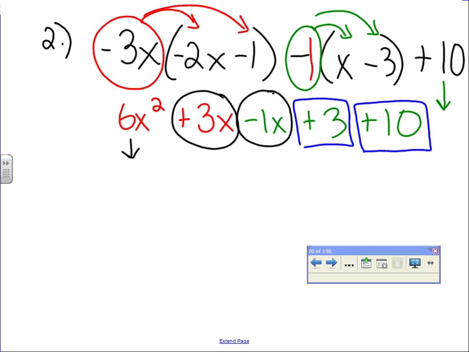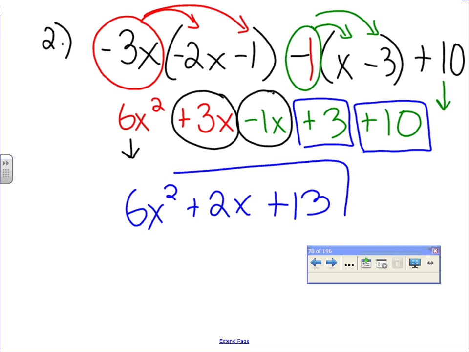All right, so let's combine like terms. Drop down the 6x squared. Annalise, what's 3x minus 1x? Alex, what's 3 plus 10? Good job. What'd you think? Charles? Go ahead, let me hear it. Okay, I agree with that.